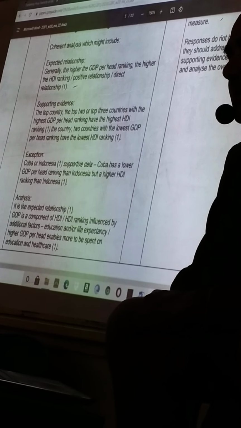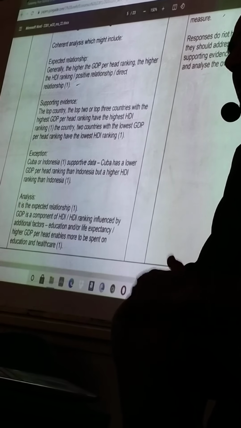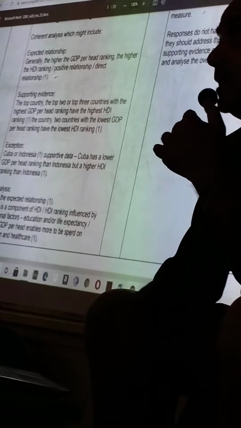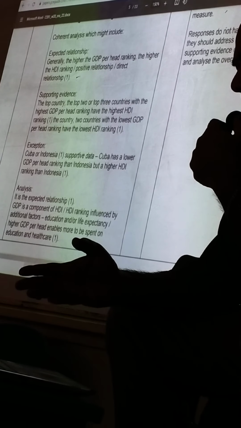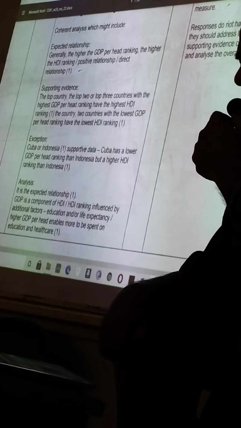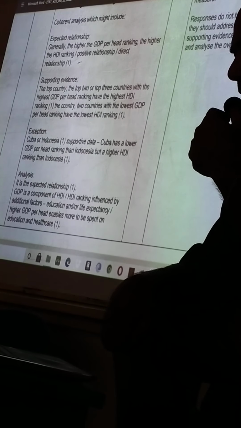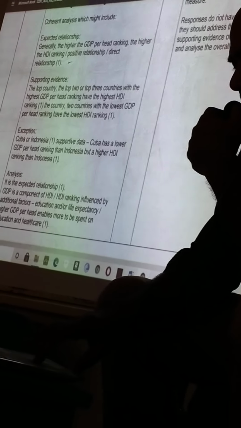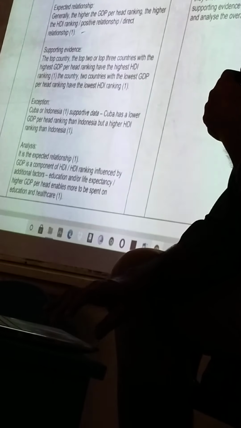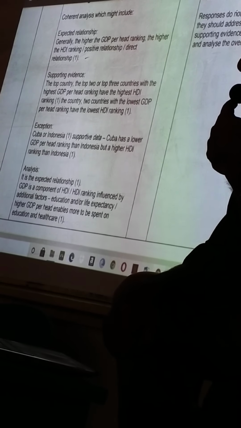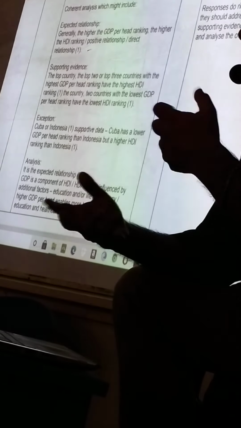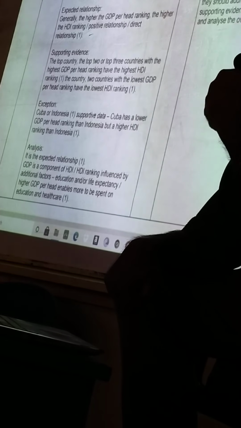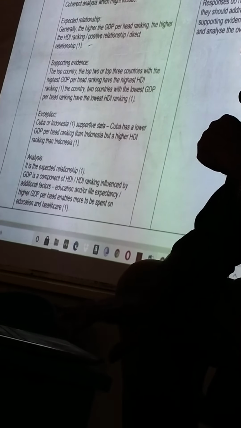What is next? Exception. The exceptional value which is not following the generalization, that is an exception. So in that case they have given that in Indonesia the GDP per head ranking is low, but there is a higher HDI ranking. And analysis, your reasons. You are going to put reasons in it, that the HDI is high because of this particular reason.